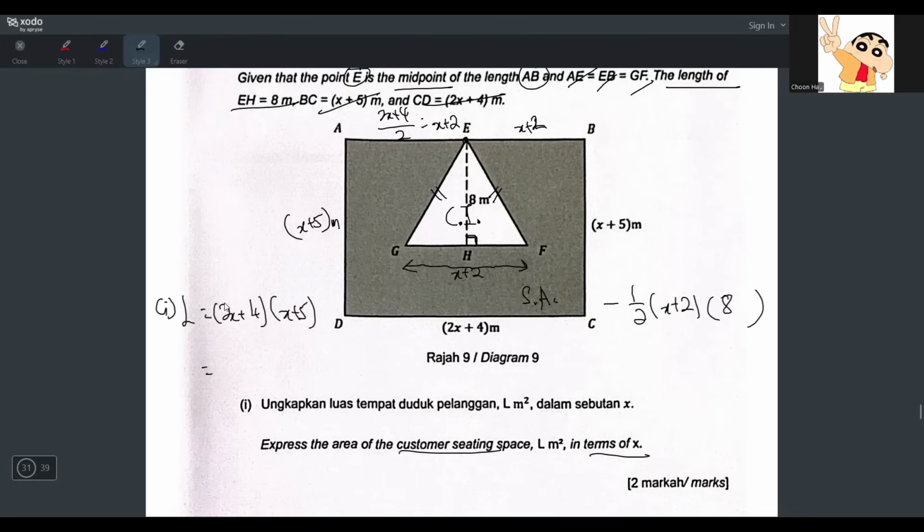Okay, so this one I expand. 2x times x will be 2x squared. 2x times 5 will be 10x. 4 times x is 4x. 4 times 5 is 20. Okay, this is how you expand. Then, 1 over 2 times x plus 2 times 8.